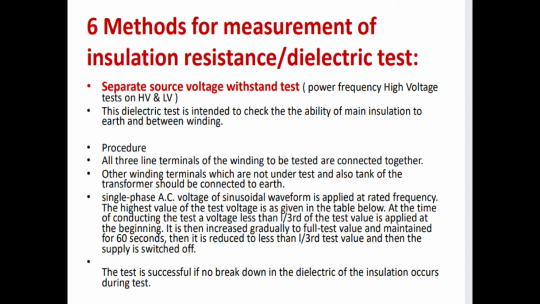In the last videos, we saw the tests performed on a transformer: routine test, type test, and supplementary test. Some tests are also included in the routine test. This is the number 6 test that is included in the routine test. In this video we see the causes of failure of a transformer, also some tests and the troubleshooting chart, and also the factors affecting the transformer.